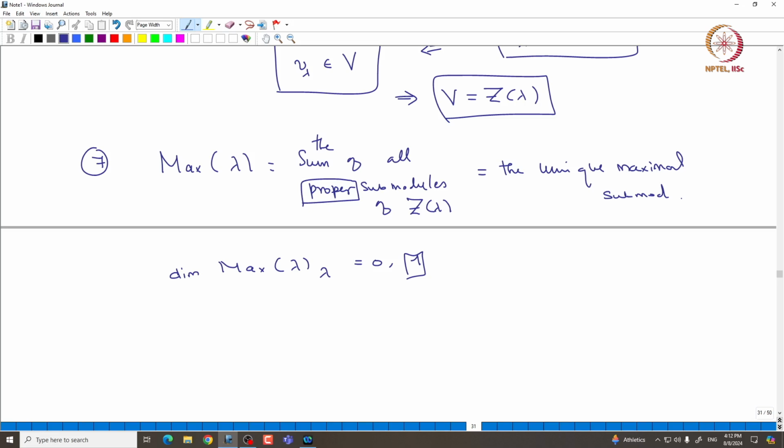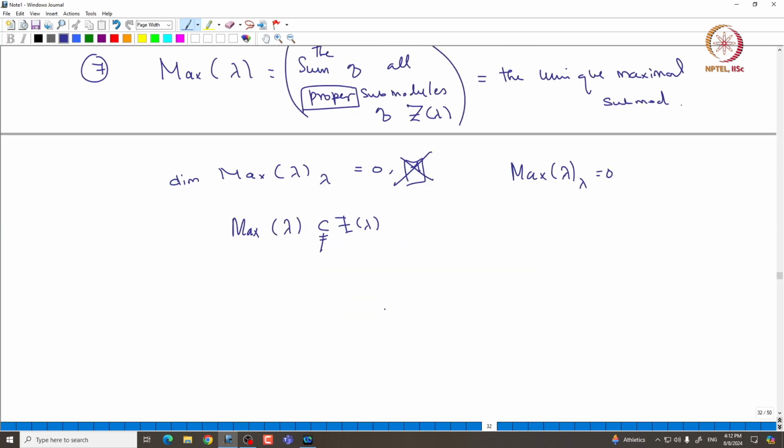So, if you take any proper submodule, then if you look at the lambda weight space, that must be 0. That will force that in this sum side the lambda weight space must be 0, there is nothing there. So this cannot happen, this M max of lambda cannot have dimension 1. That means at least the lambda weight space is 0, so it avoids that maximal weight vector. That forces that the M max of lambda is indeed proper inside your Z of lambda.